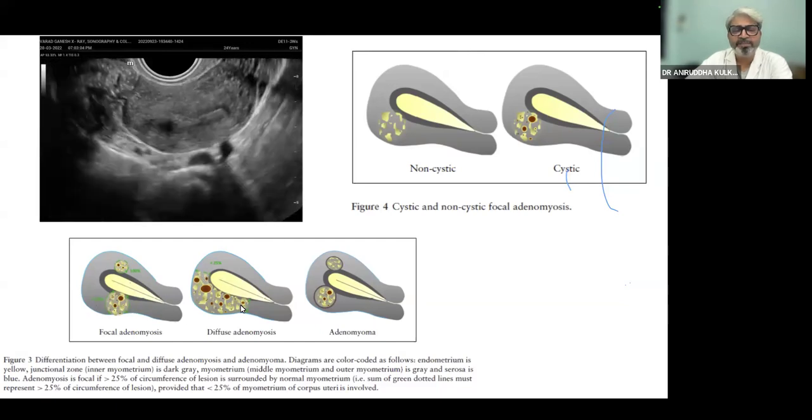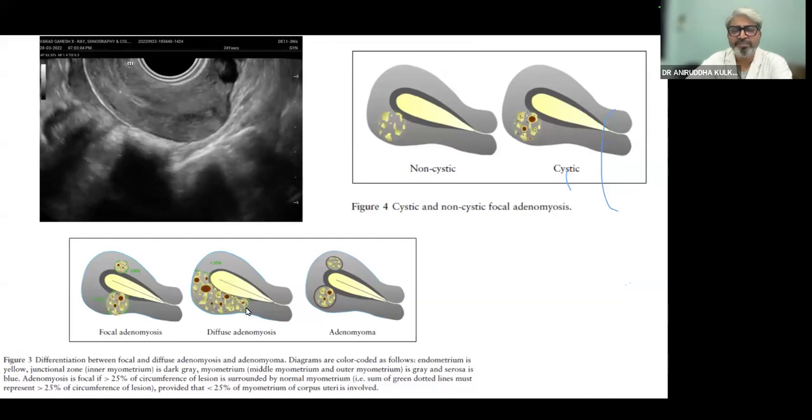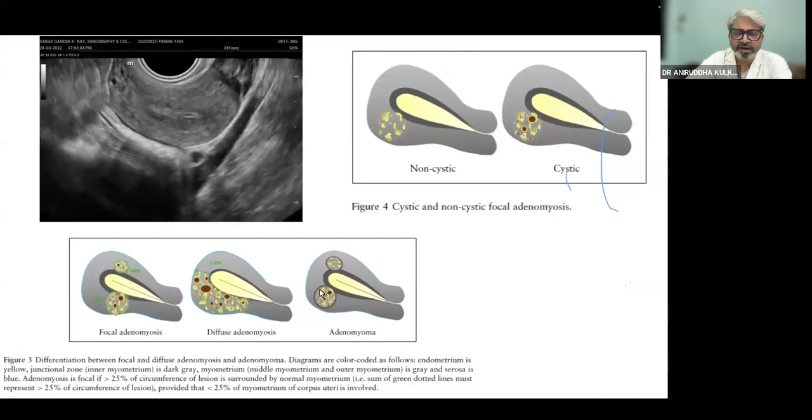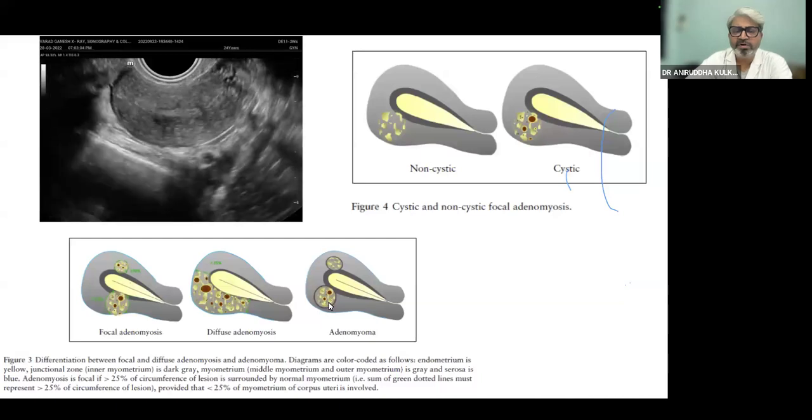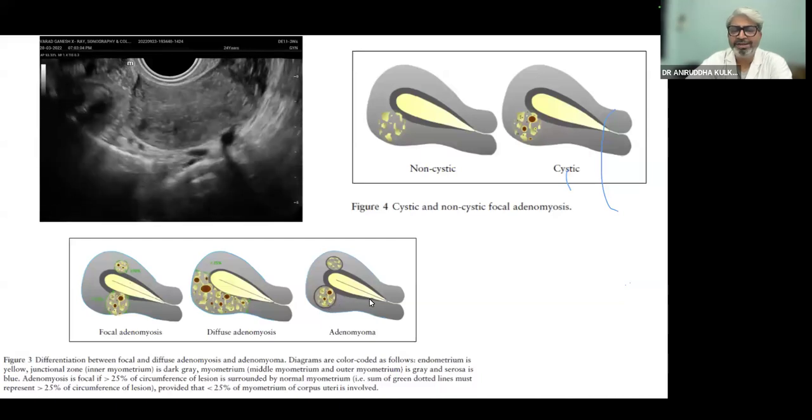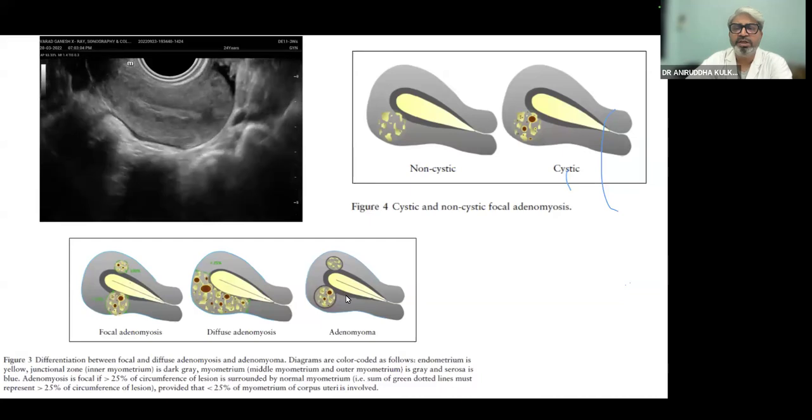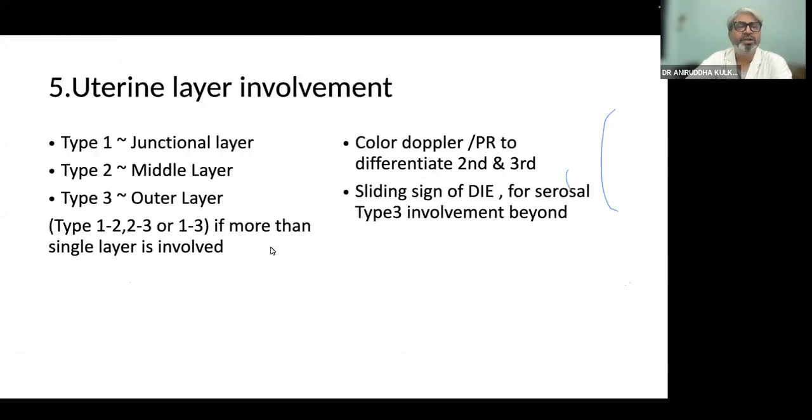Here it is 25% or less than even that. And whenever we think of adenomyoma, the new terminology says that it should not be in conjunction or continuity with the endomyometrial junctional zone. Now, whenever it's a uterine layer involvement, it can be a junctional zone, which is type 1, middle layer, which is type 2. It can be type 3, which can be defined on color Doppler very easily.